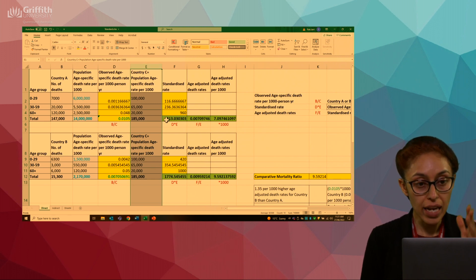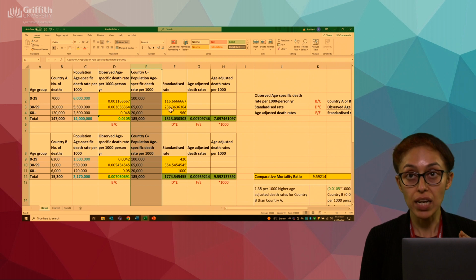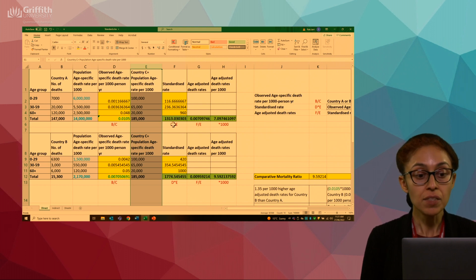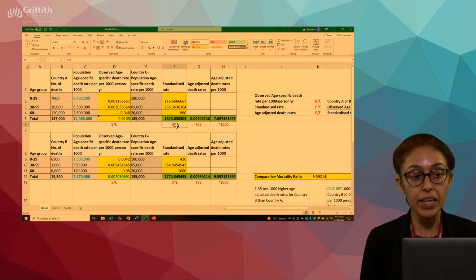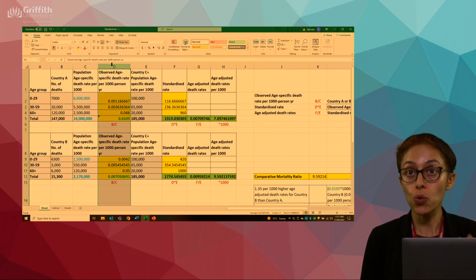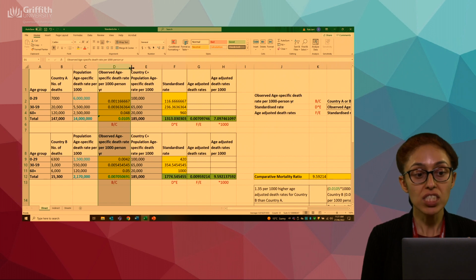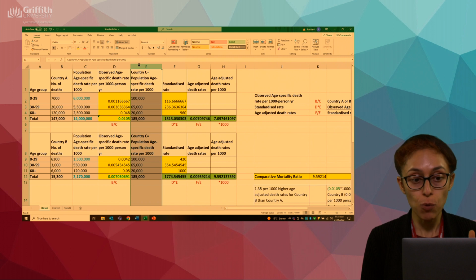And then you calculate your standardized rates. How do you calculate standardized rates? This is D into E. So you have your column D. What is your column D? Crude death rate, which is multiplied by your column E, which is your reference population. So you multiply it and you have your standardized rates.